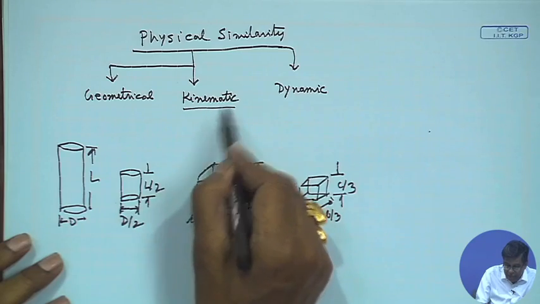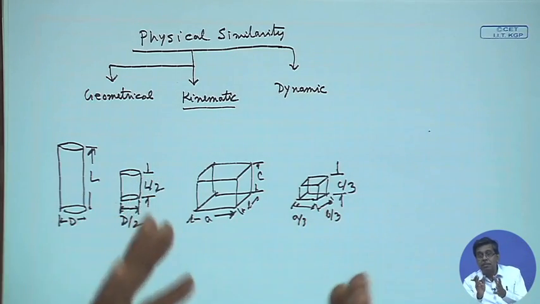Now, what is kinematic similarity? Kinematic similarity is the similarity of motions, which requires that the ratio of the velocities, for a particular velocity component, in the different systems should be the same at corresponding points. That means the ratio of a particular velocity component of the system in the laboratory and that in practice should be the same at the corresponding points.